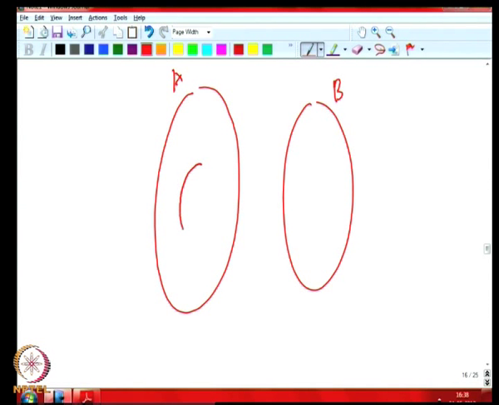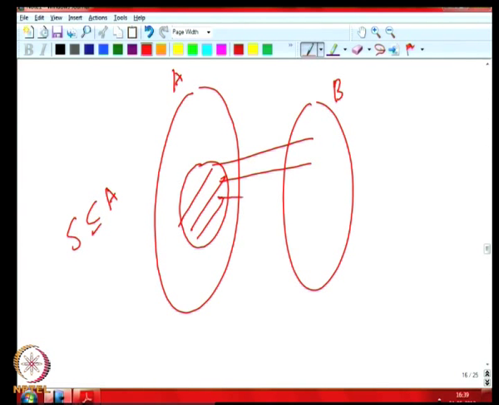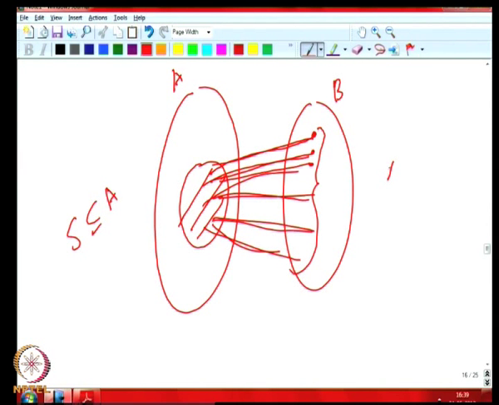Now if you take any subset S of A, you can see the neighbors of this S here. Neighbors means any member which has an edge into this, and you count the neighbors. This is called N of S, usually the number of neighbors.